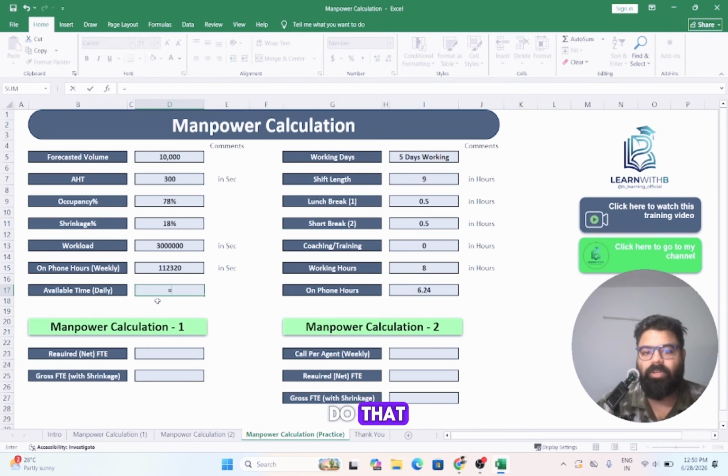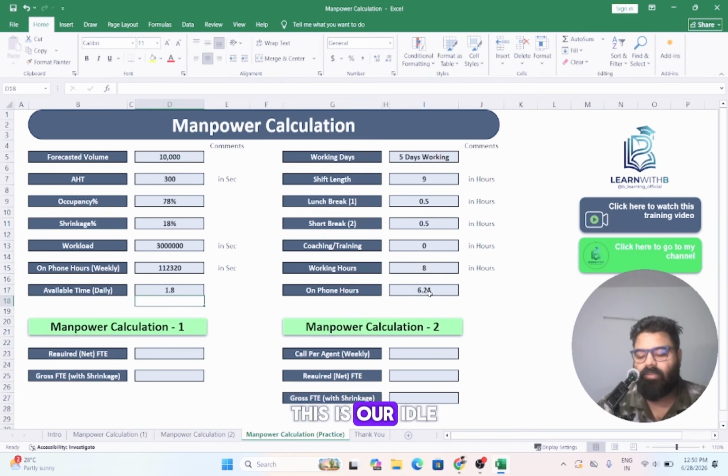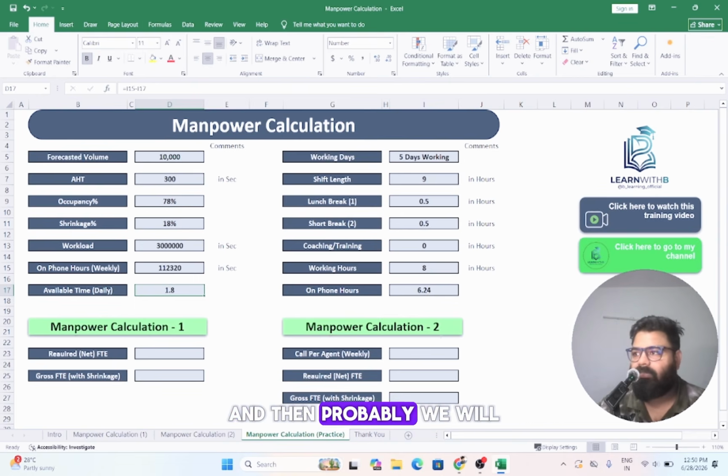Now let's calculate our available time. How can we do that? Working hours minus our on phone hours, this is our idle time. Okay, so let's use the first manpower calculation approach, and after that we will go with the second.